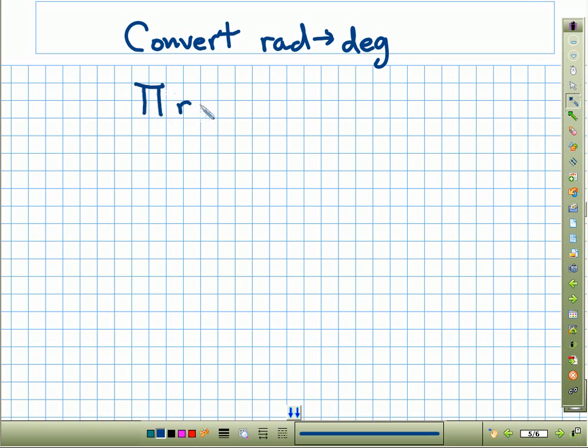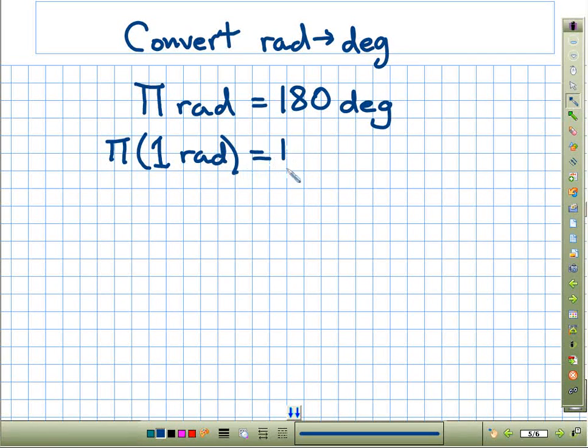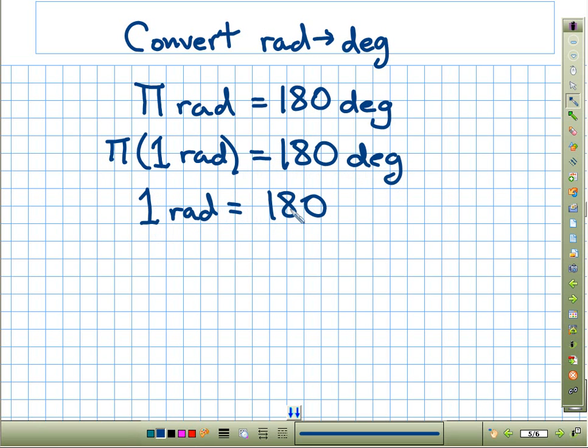That's right. We know that pi radians equals 180 degrees. We start with that. And then I can just view this as, well, this is pi times 1 radian equals 180 degrees. Now, what does 1 radian equal? Well, it equals 180 over pi degrees.